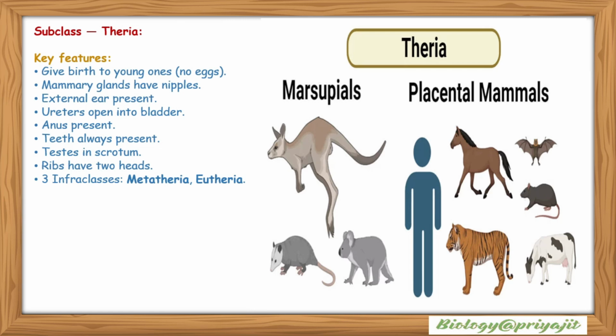Their mammary glands have nipples. Their external ear is present. Their ureters open into the bladder. They have an anus. Their testes are always present. Their testis is located in the scrotum. Their ribs have two heads. They have two infraclasses, Metatheria and Eutheria.